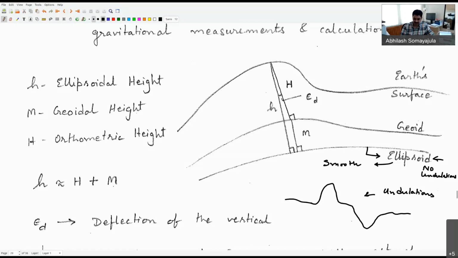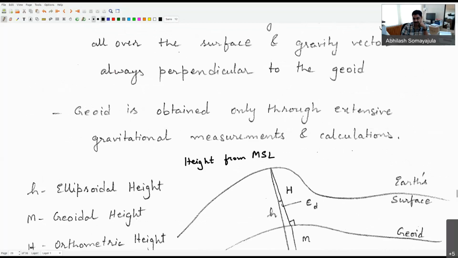So in general surveying, suppose I'm doing a building or I want to find out where the drone is located over a certain height, I'm interested really in the height from the mean sea level. So that mean sea level datum is defined with respect to the geoid. In order to get that value, I have to make some measurements and calculations. Gravitational measurements and calculations are required. And through that surveying process, you find where the geoid is at a particular location.